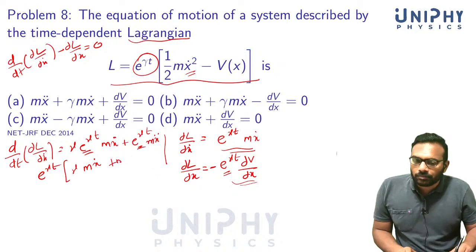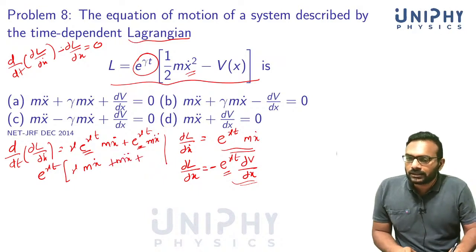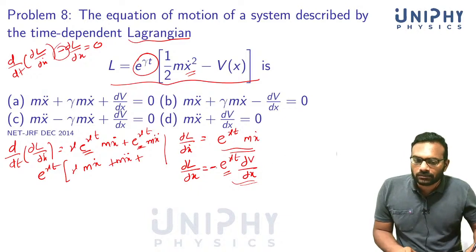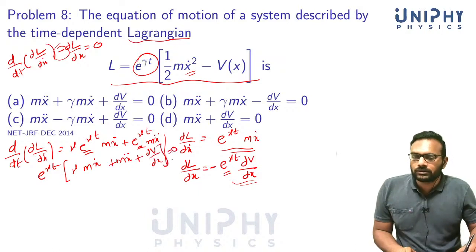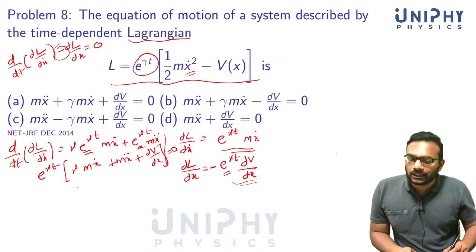plus m x double dot. Since this minus will cancel with this minus, you will have plus ∂V by ∂x. This is equal to 0. This is our Euler-Lagrange equation.